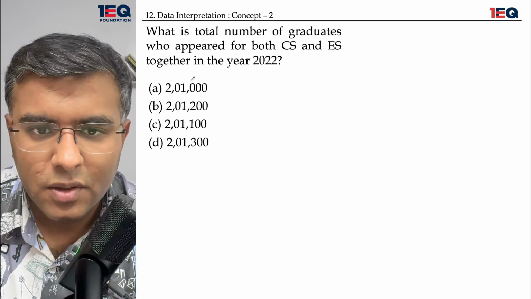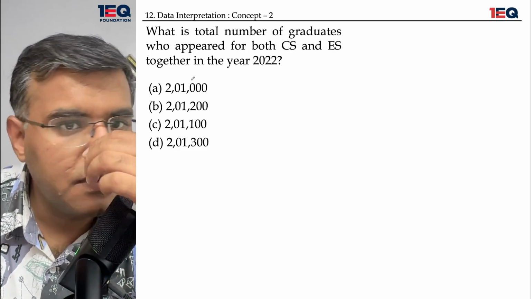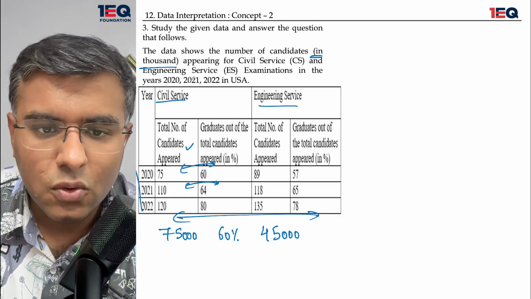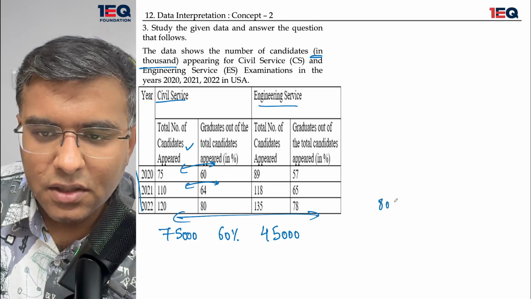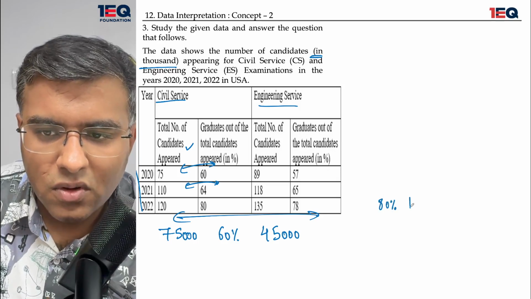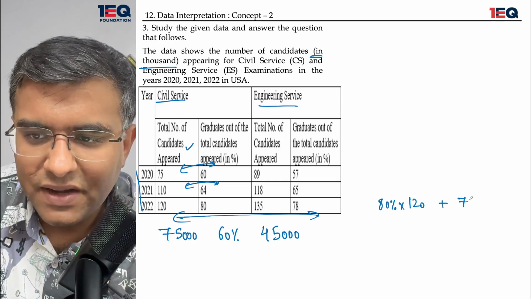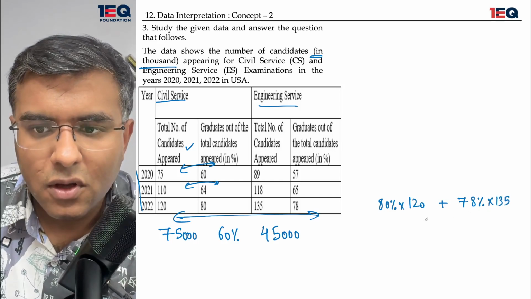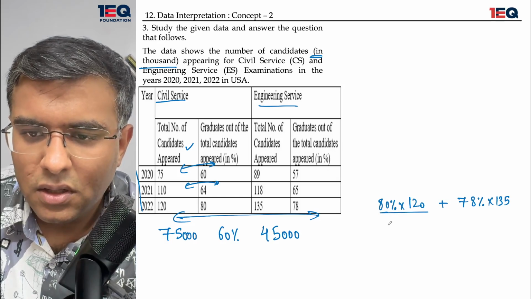Moving on. What is the total number of graduates who appeared for both civil services and engineering services together in the year 2022? So 2022, 80% students out of 120 plus 78% students out of 135. The quantities are already in thousands.